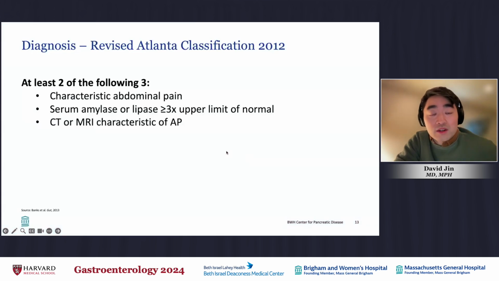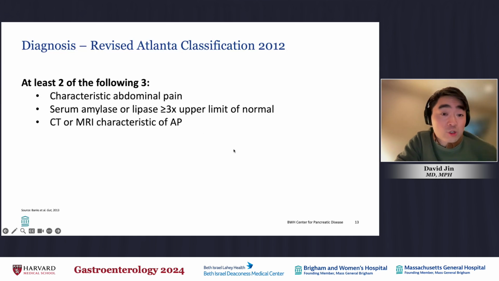So let's review the diagnostic criteria. A patient requires fulfilling at least 2 of the following 3. One is characteristic abdominal pain. The second is a serum amylase or lipase greater than 3 times normal. The third being a CT or MRI showing characteristic changes of acute pancreatitis.